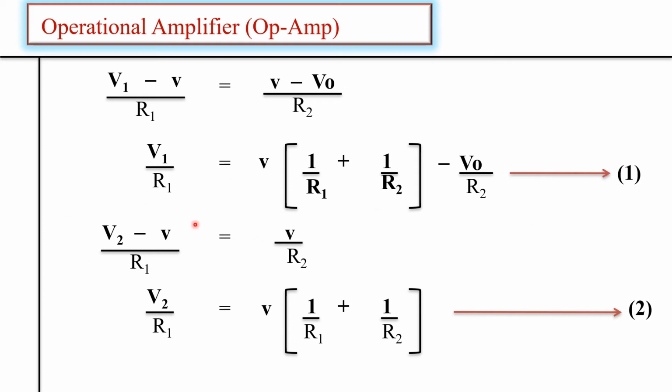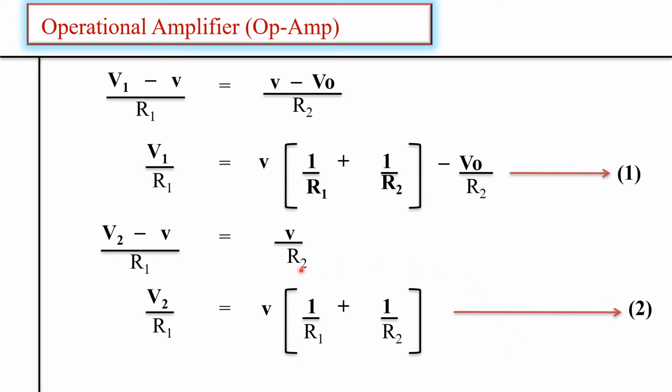Similarly, equating the left hand side and right hand side of I3 equals I4. So that was nothing but (V2 minus V) upon R1 equals V upon R2. So again rearranging the terms, V2 upon R1 equals V upon R1 plus V upon R2, taking this side. So V common, V into (1 upon R1 plus 1 upon R2), equation number 2.